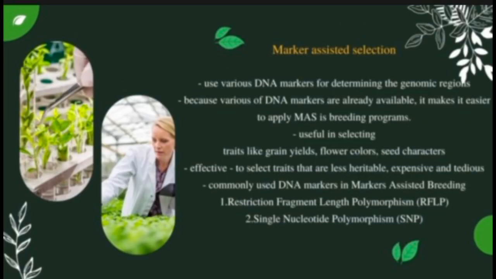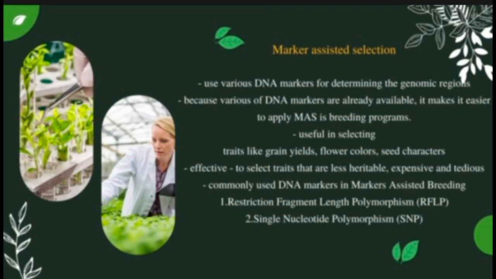The following technique is marker-assisted selection. Marker-assisted selection is a way of discovering the genomic areas responsible for the expression of desirable traits in plants by using multiple DNA markers. The availability of numerous DNA markers has also made it easier to incorporate marker-assisted selection into breeding. Aside from that, DNA can aid in the identification of allele variation.